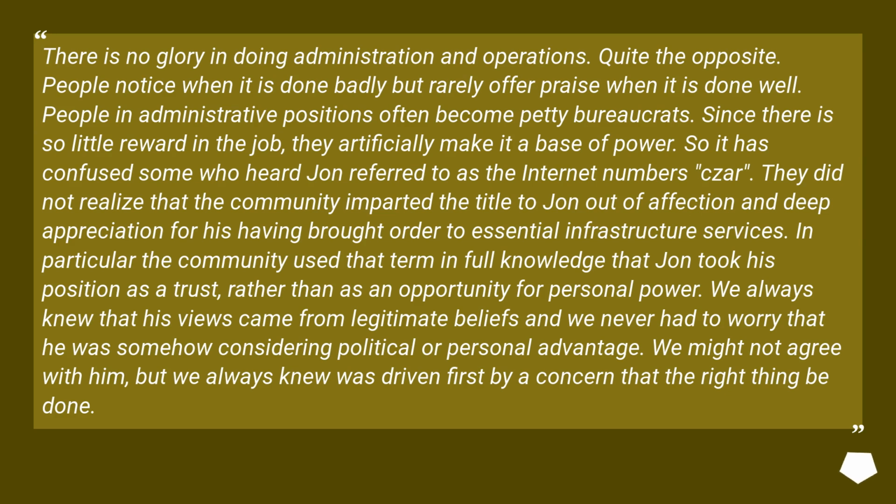In particular, the community used that term in full knowledge that Jon took his position as a trust rather than as an opportunity for personal power. We always knew that his views came from legitimate beliefs and we never had to worry that he was somehow considering political or personal advantage. We might not agree with him, but we always knew he was driven first by a concern that the right thing be done."